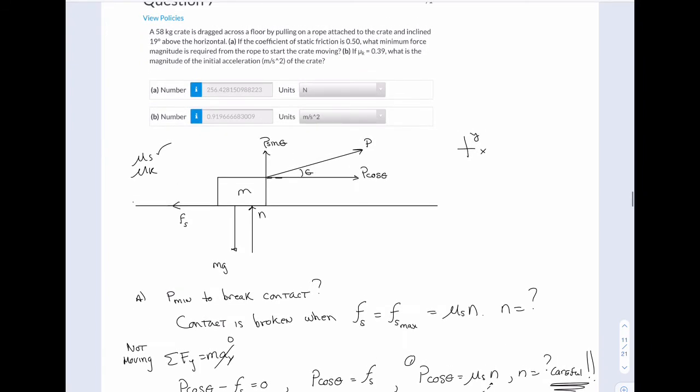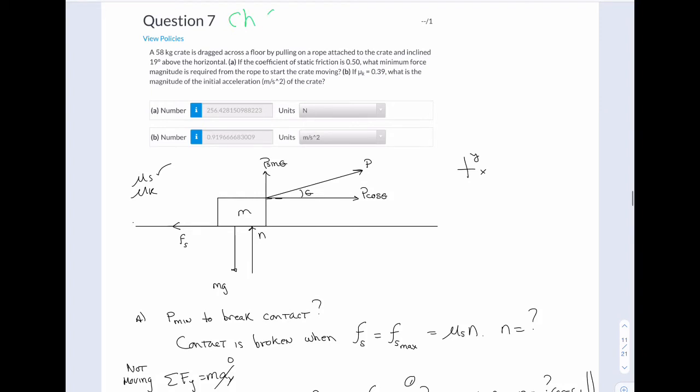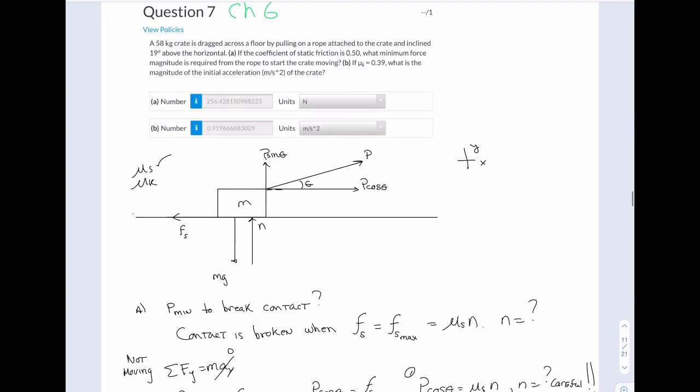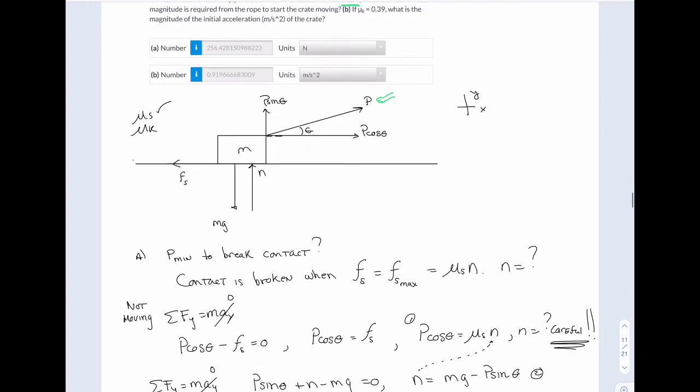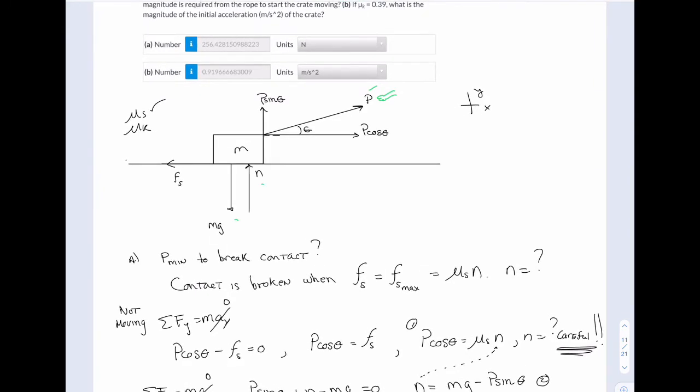Question 7 is good because it's a good exercise on being careful with finding the normal force. That's chapter 6. If I look at this, I have a crate being dragged across the floor. A person's pulling on it, let's say with a rope. First they want to know, given the coefficient of static friction is 0.5, what's the minimum force required just to break contact and have it move? So I have my pulling force P, and I have normal force and mg.